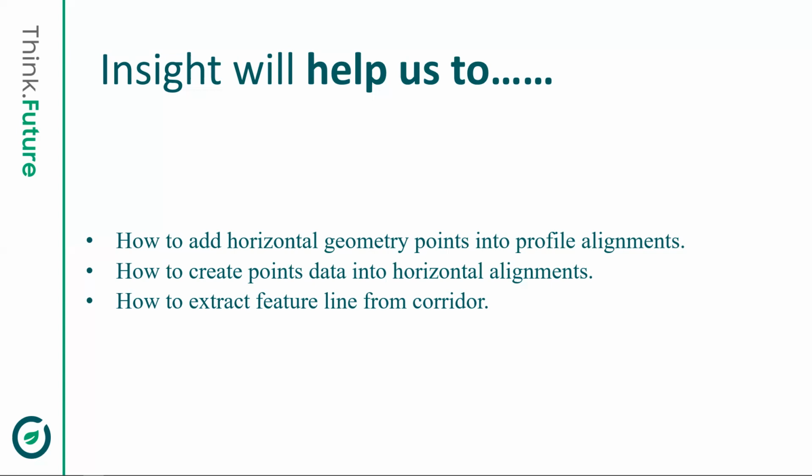implement them. In this technical insight, we shall be focusing on adding horizontal geometry points into the profile alignment, which can help us achieve a better profile for our highway corridor. Then we move to the creation of points along the horizontal alignment, to get the northing, easting, and elevation for those intervals. And then how to extract a feature line from a corridor, which can help us achieve our drainage part. So let's share my screen.